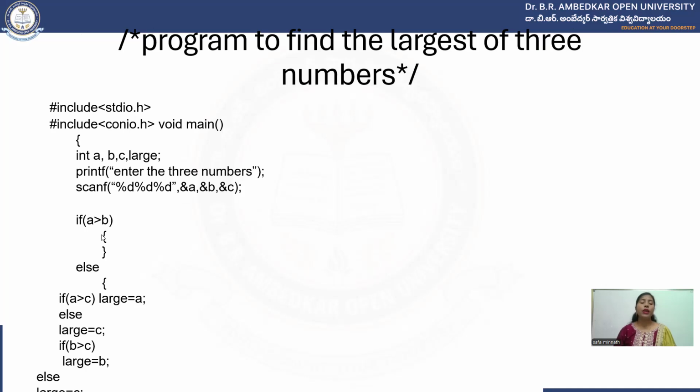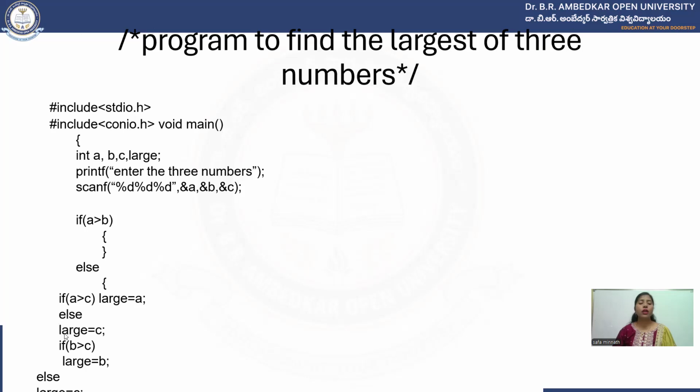So first I am checking a greater than b. For example, I am taking three numbers, 5, 6, 7. So 5 greater than b, the condition is false, because 5 is less than 7. Condition false means I am going to the else part. The first condition itself is false, so directly I am going to the else part.